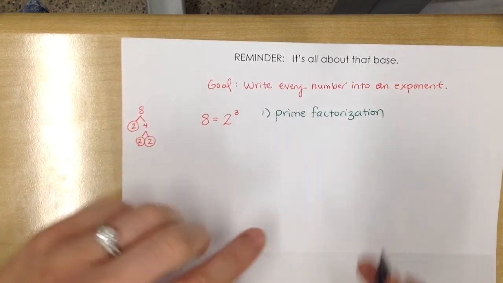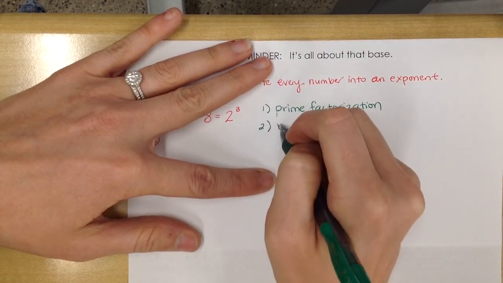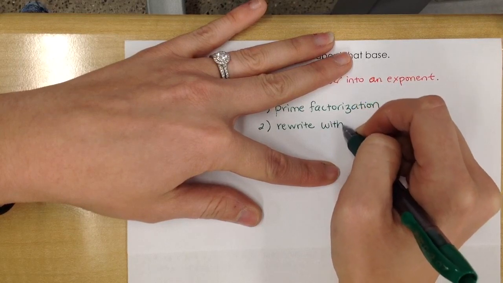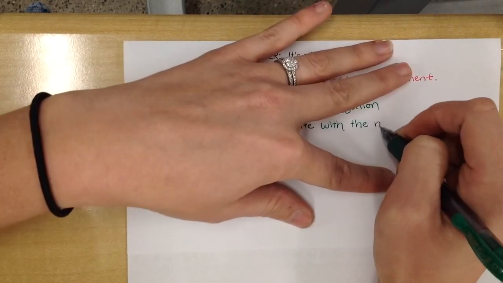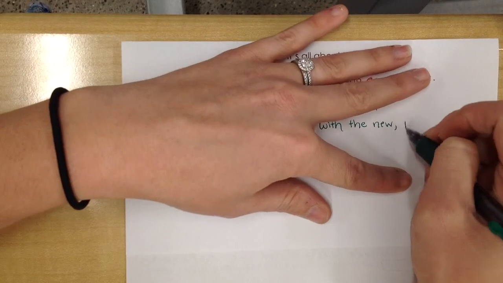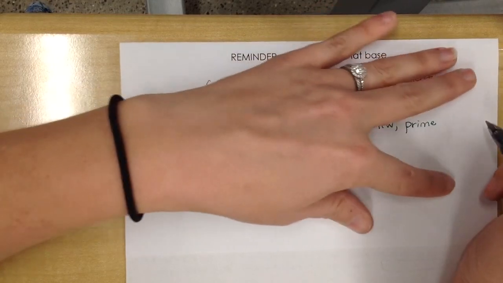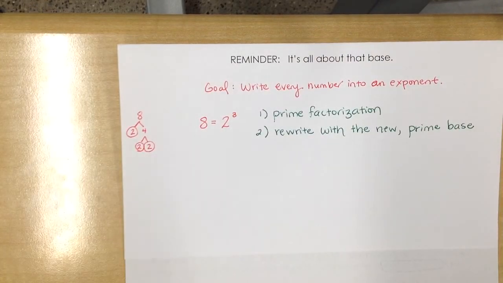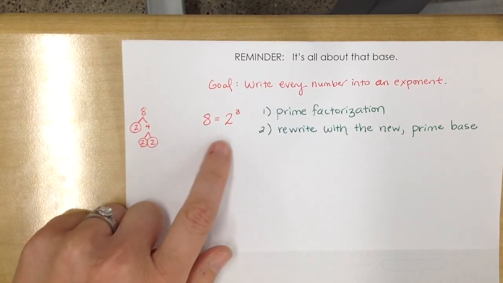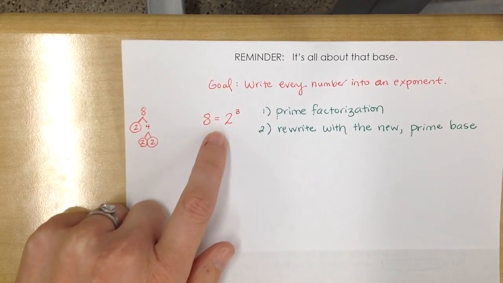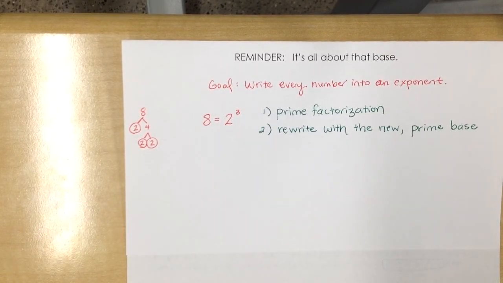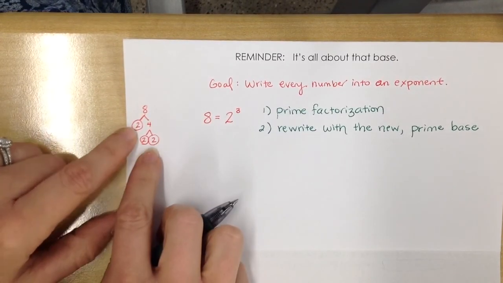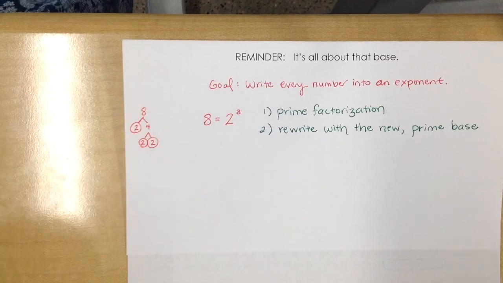So we did the prime factorization, and then we rewrite with the new base. And it should always be a prime number base. I shouldn't have the number 4 or 8 or 16 as a base of an exponent because it should always be in prime factored form, which is the simplest, the farthest down that I can get a number to go. In this case, it's 2. Let's try it with another number.